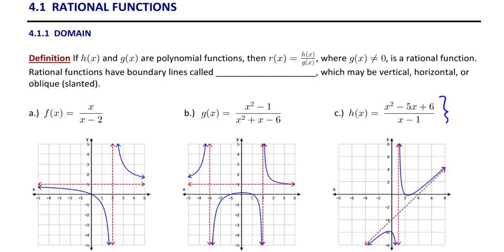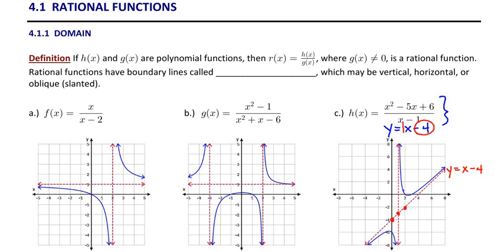So here's our function. And we found out the equation of our oblique asymptote was y equals x minus 4. Notice the y-intercept of that line would be negative 4. The slope would be 1. So rise 1, run 1, up 1, over 1. You can see we have correctly identified the equation of our oblique asymptote.